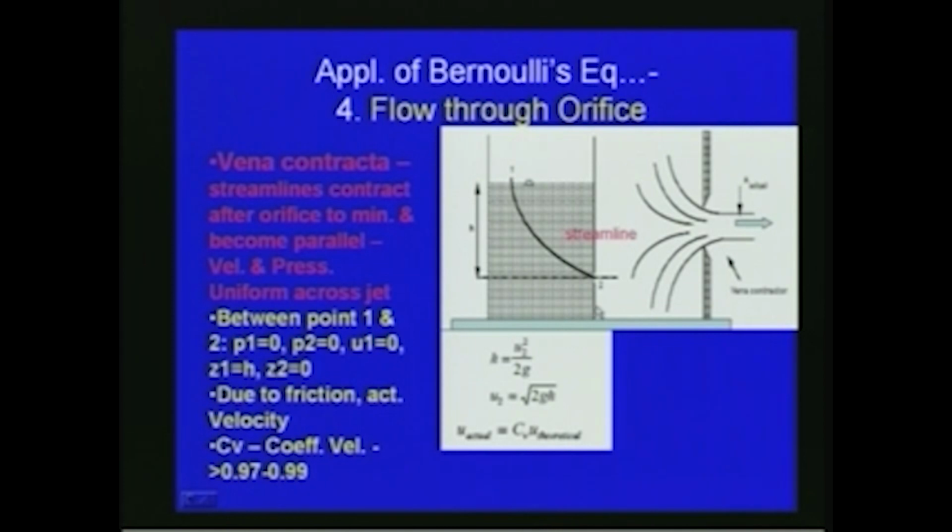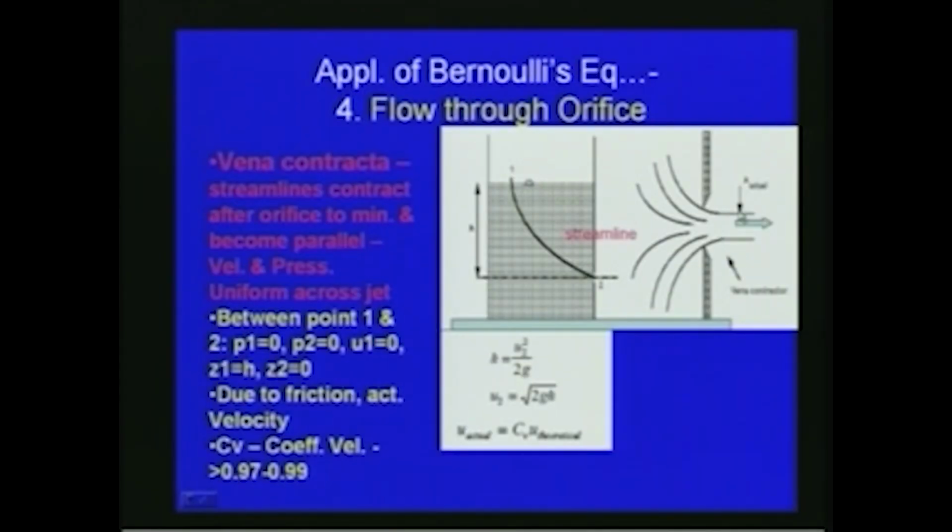So between points 1 and 2, we will get h is equal to u2 square by 2g, or we can write u2 is equal to square root of 2gh. So the velocity at location 2 is u2 equal to square root of 2gh. Now, as we have seen earlier with the coefficient of discharge, here again the actual velocity will be different from the theoretical velocity. So we have to multiply by a factor called the coefficient of velocity. Due to the friction, the actual velocity will be different.